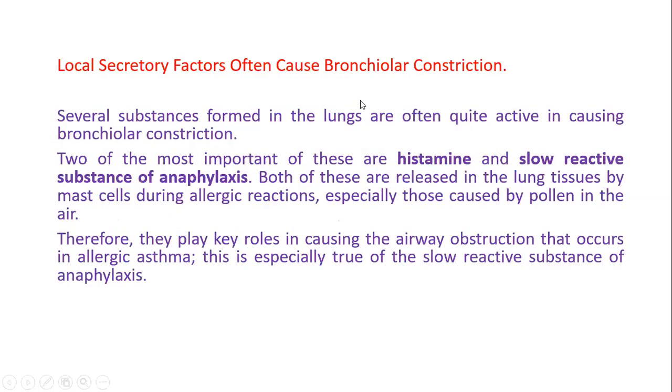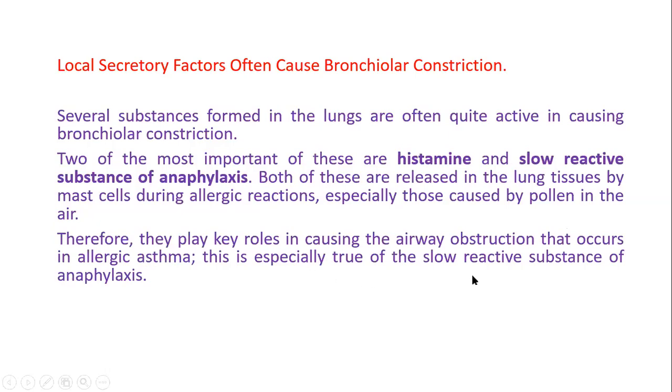Back to local factors: local secretory factors often cause bronchial constriction. Several substances formed in the lungs are often quite active in causing bronchial constriction. Two of the most important of these are histamine and slow-reacting substance of anaphylaxis. Both are released in the lung tissues by the mast cells during allergic reactions, especially those caused by pollen in the air. Therefore, they play a key role in causing the airway obstruction that occurs in allergic asthma.